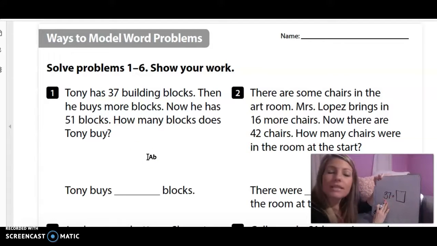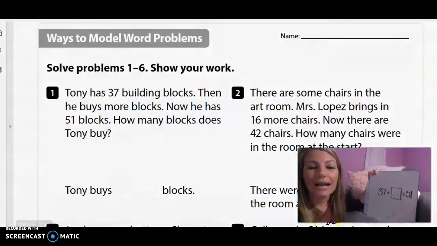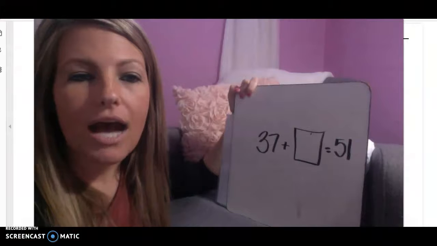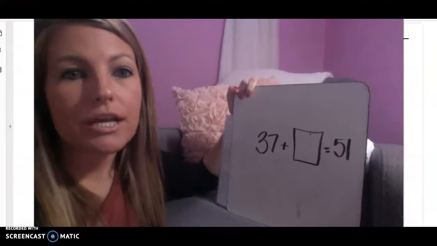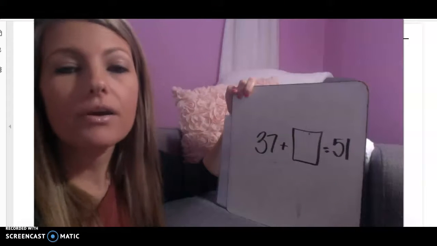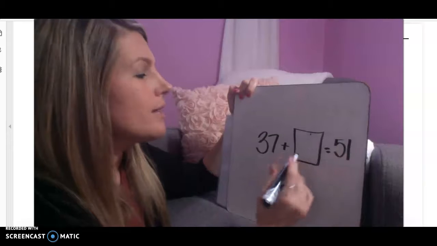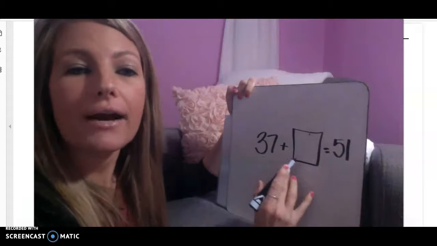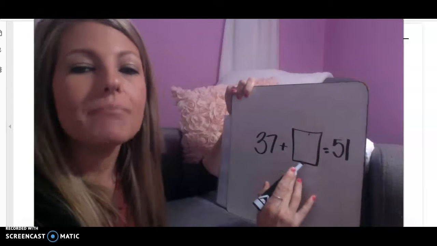So he has 37 blocks. He bought some more. We don't know how many he bought. And now he has 51 blocks. We need to figure out how many blocks he bought. I'm going to use my count up strategy that I used a few days ago in order to solve this problem. Remember, I'm trying to figure out how many blocks he bought.